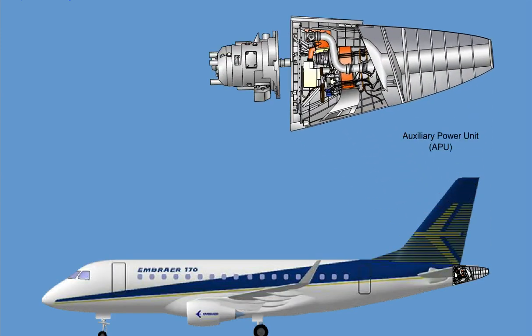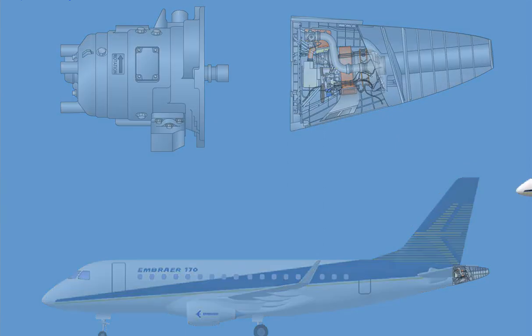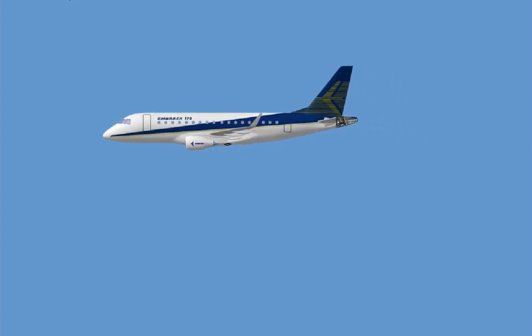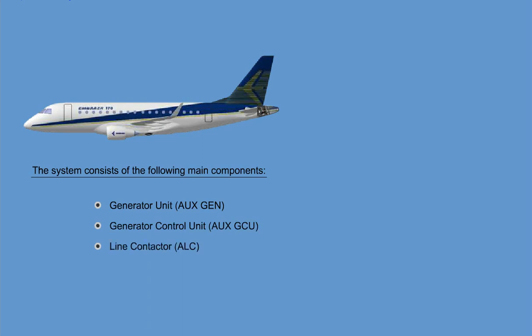The APU AC Generation System is used primarily when the airplane is on ground or as a backup source in flight. The system consists of the following main components: the generator unit, auxiliary generator; the generator control unit, auxiliary GCU; the line contactor, ALC; the current transformer, auxiliary generator CT; the APU generator switch, and the crew alerting system.